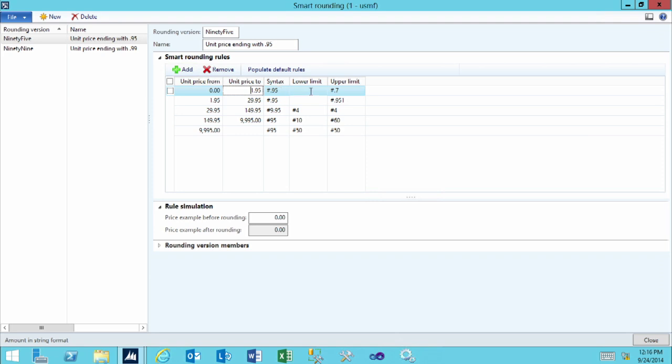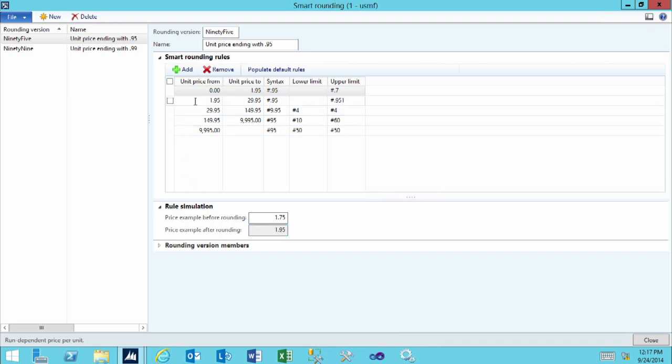However, because there's no lower limit, if the price is less than 0.7, it will remain the value that it is. You can test this by typing in a value into the price example before rounding. So, for example, if I type 1.47, you'll notice that the price example after rounding remains the same. This is because there is no lower limit. If we change the price to 175, you'll notice that the price is rounded up to 195.